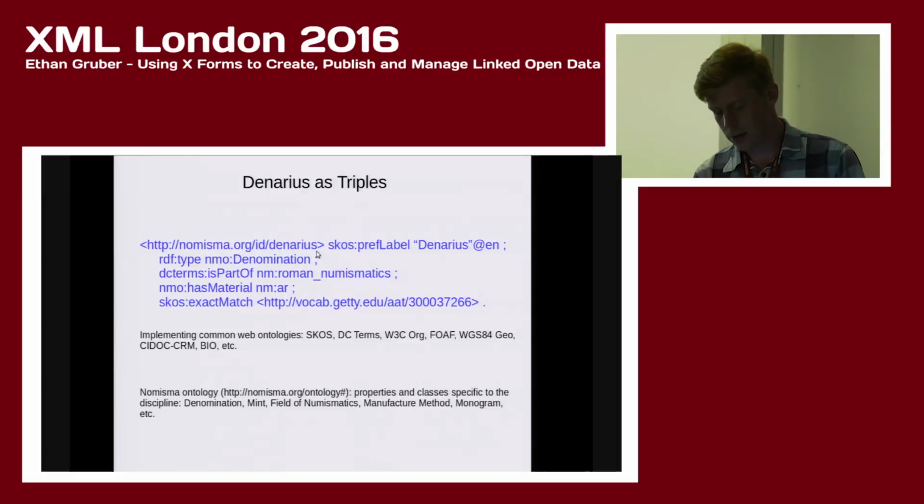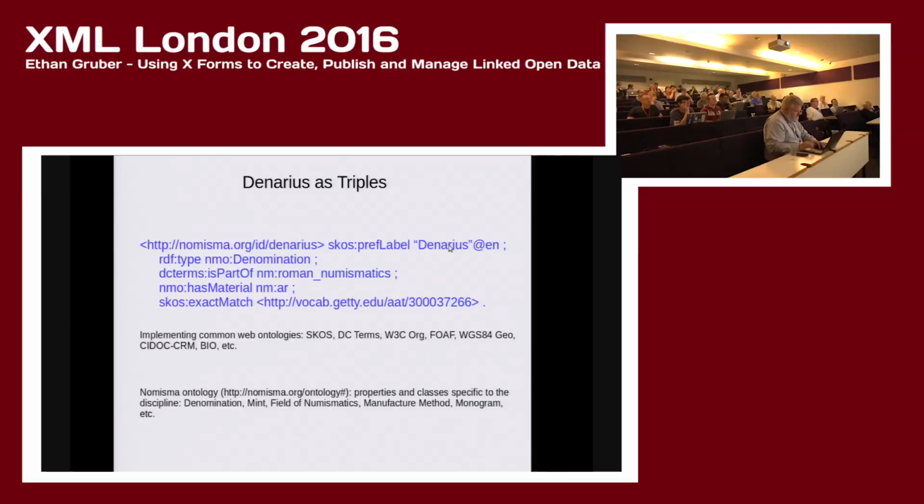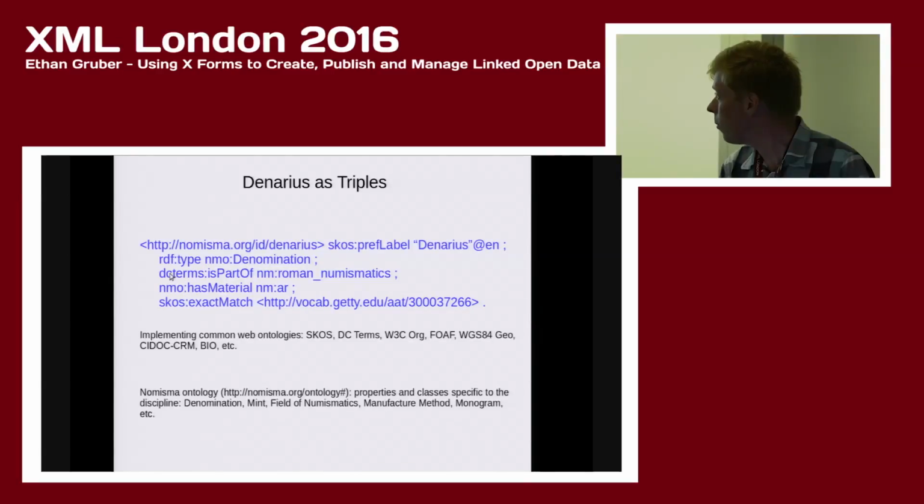So there's a URI, and the URI has pref labels and SKOS, which is an ontology for constructing thesauri. So we can have as many preferred languages as we want in as many languages as necessary, so this facilitates multilingual interfaces. It's a type of denomination, which is from our own ontology. We use Dublin Core terms a lot. It's part of Roman numismatics, which is basically just a category.